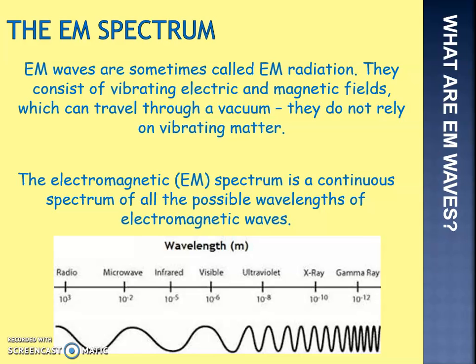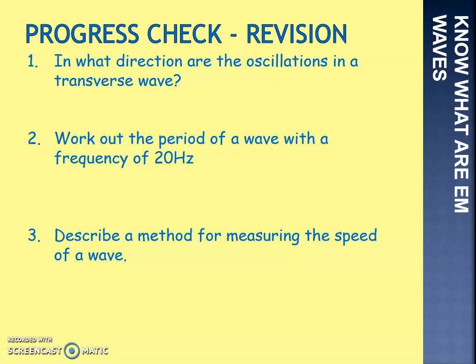The EM spectrum is a continuous spectrum of all the possible wavelengths of electromagnetic waves. You can see a diagram there showing the comparison between wavelengths between all 7 sections of electromagnetic waves. Okay, pause the video whilst you attempt these revision questions. We'll start it again when you'd like the answers.